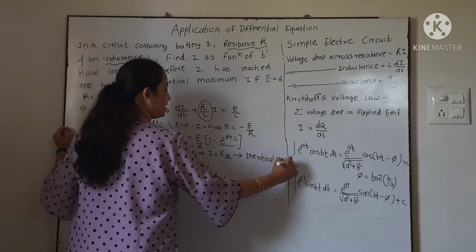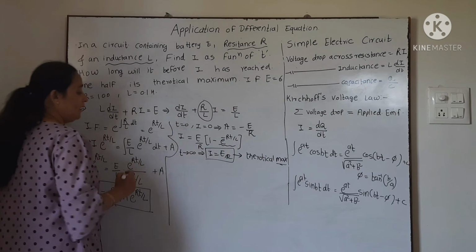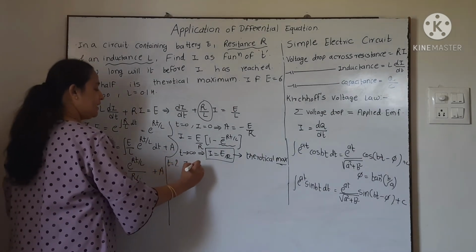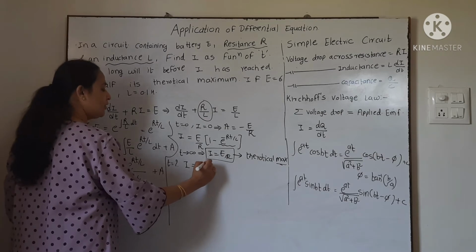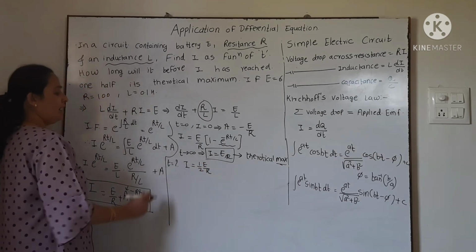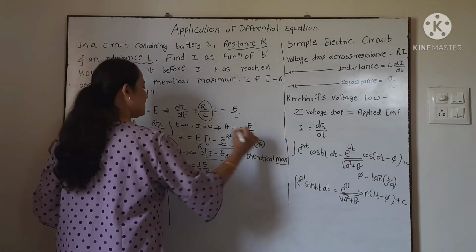This is known as theoretical maximum: I is equal to E by R. We want the time when current is half of its theoretical maximum, that is I is equal to half of E by R. Substitute these values in the above expression. I can say this as star.